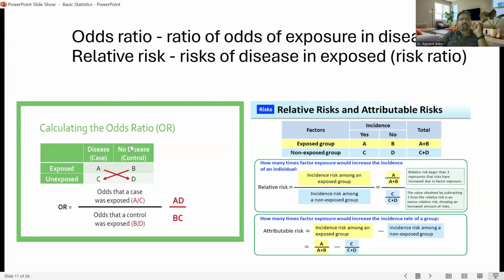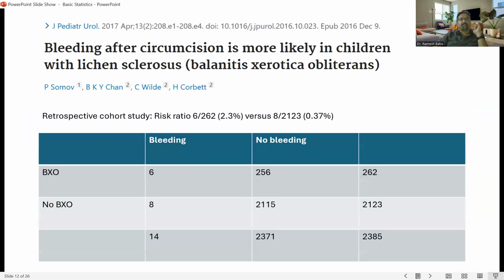When you make this 2 by 2 table, you have to remember that the disease and no disease appear like this, and exposed and not exposed appear like this. So only then you will get the A, B, and C, D correct. Otherwise, you will not get it. So the outcome is always on the top.